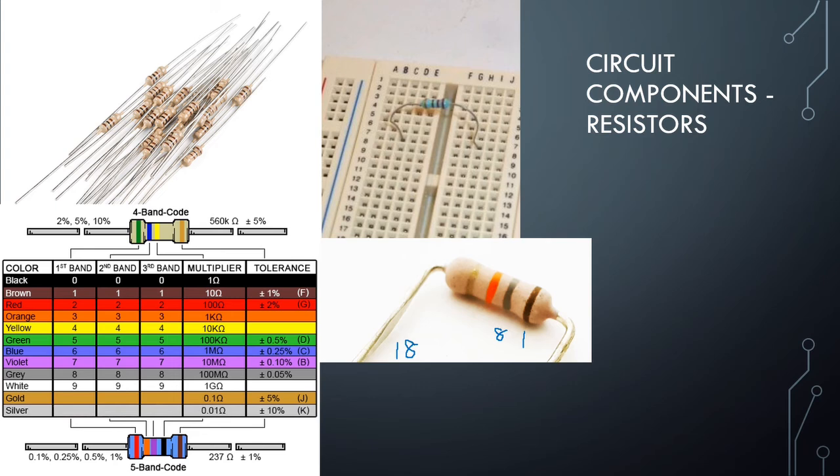And then we have an orange band, which is going to be our multiplier. We notice in the 4-band code, if we follow the line, this third band ends up being our multiplier, and that is going to be 1K. And so what that means is this resistor is 1800 ohms, and then this gold band all the way on the end tells us the tolerance, and that just means it's going to be within plus or minus 5% of that value.